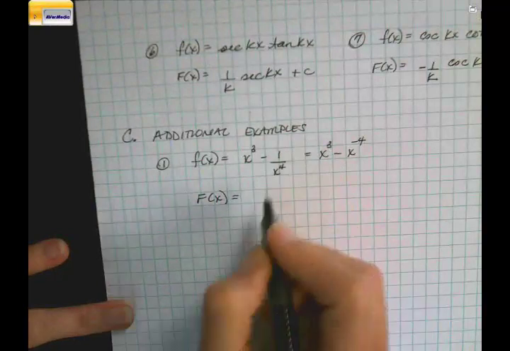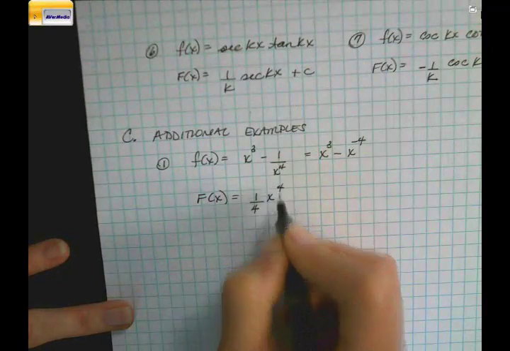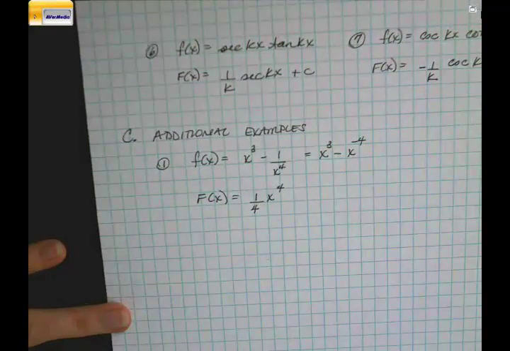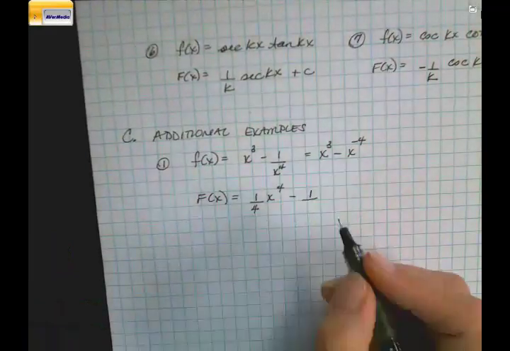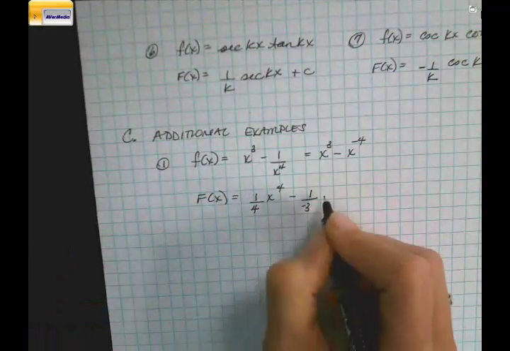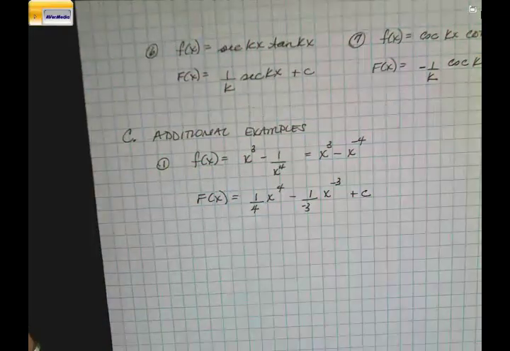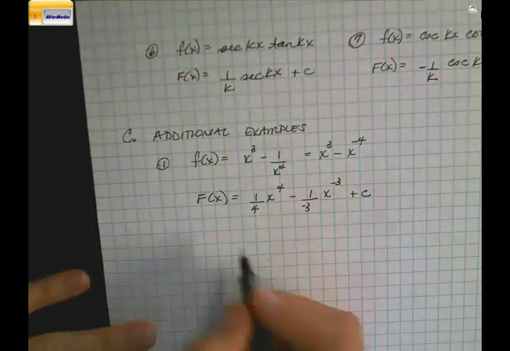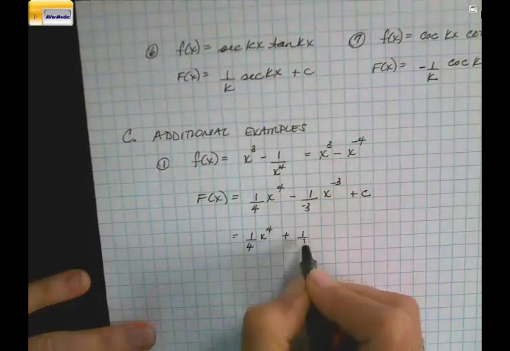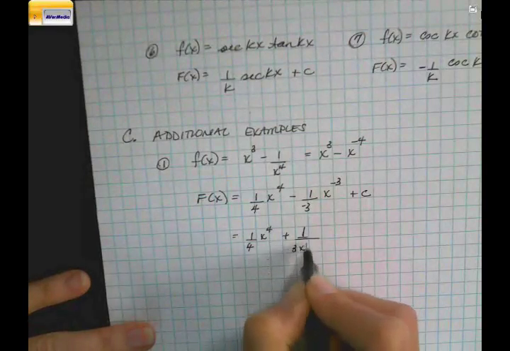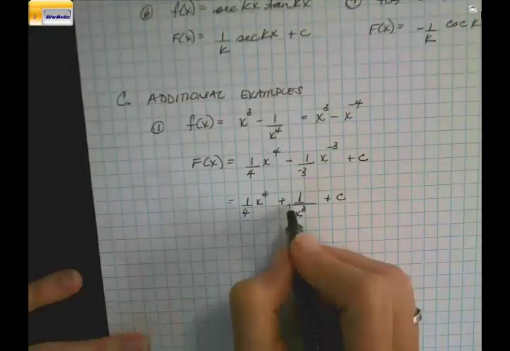Okay, the antiderivative of x cubed is going to be 1 over the 4 plus 1, which is 1/4 x to the fourth power. That's the antiderivative of the x cubed, minus the antiderivative of x to the negative 4, which is 1 over negative 4 plus 1, which is negative 3, x to the negative 3, plus your arbitrary constant. So this is 1/4 x to the fourth plus 1 over 3x cubed plus c. There's your antiderivative.